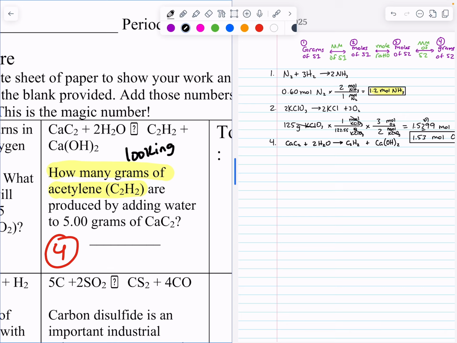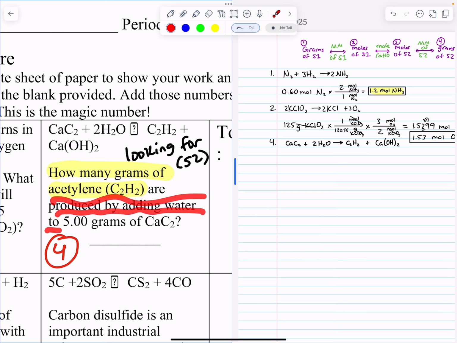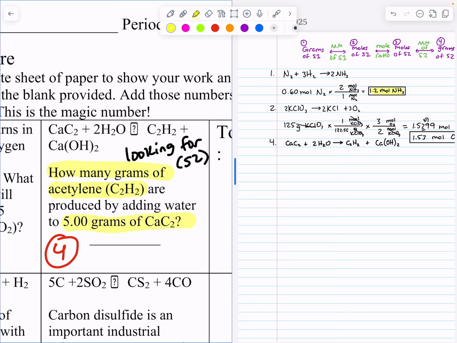Looking for, if it's a looking for, it's substance number 2. Are produced by adding water to 5 grams of CaC2. This adding water part, that's just filler. I don't care about that. All I want is the direct verbiage that tells me what I'm looking for and what I'm given. Here is my given. Here is my looking for.